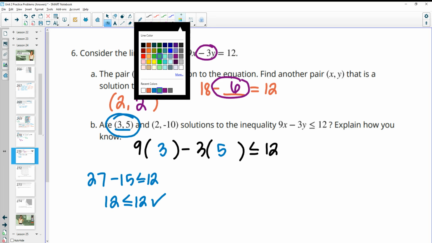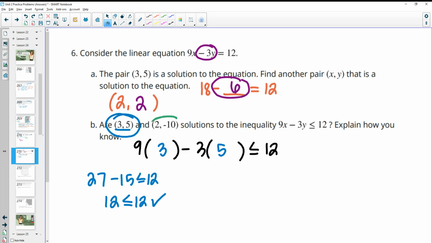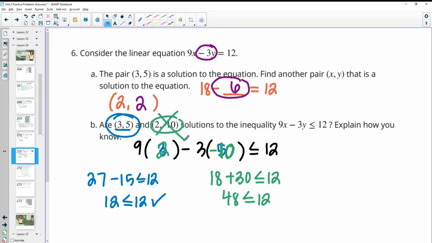Then we can plug in the next one. So we can plug in 2 and then -10. So 9 times 2 is 18. -3 times -10 is +30. So that's going to give us 48. And 48 is definitely not less than or equal to 12. So that one is not a solution.